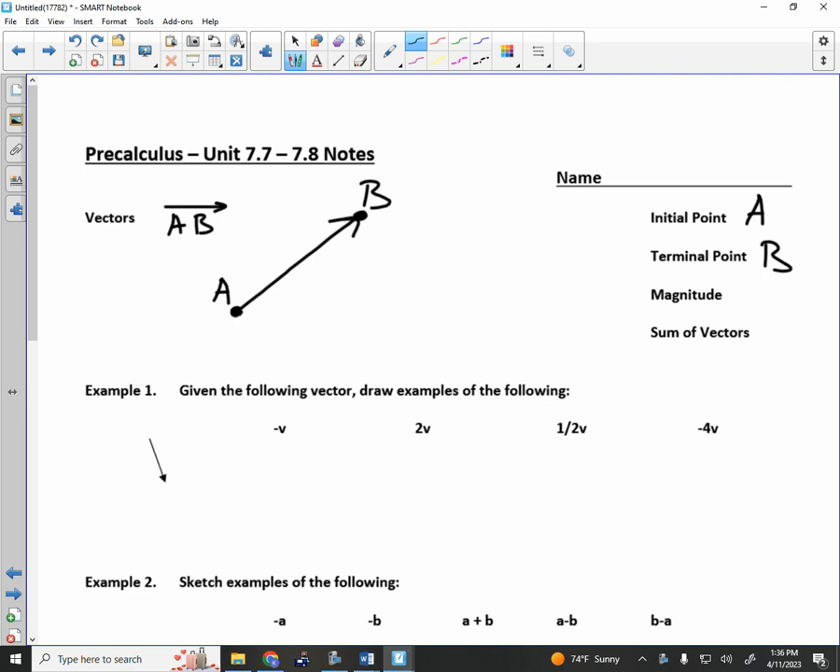Vectors have some interesting characteristics. Number one, vectors have length or magnitude. Magnitude is simply the length of the vector. And you can add vectors. You can have sums of vectors. You can have differences. You can have scalars that multiply and everything else. But what makes vectors special is they have magnitude and they have direction.